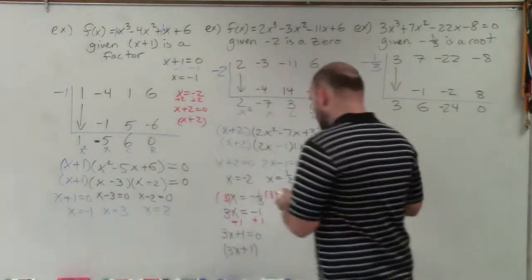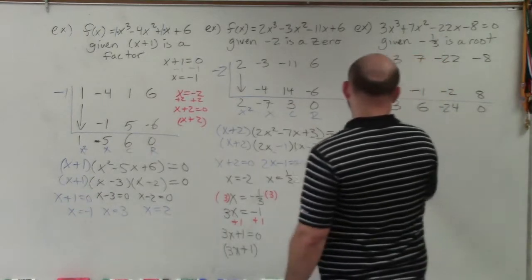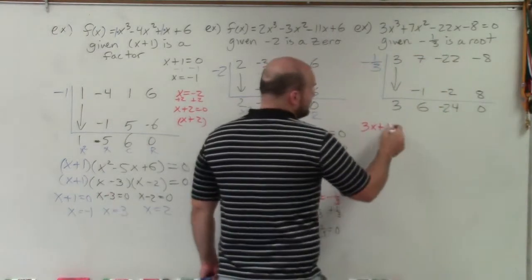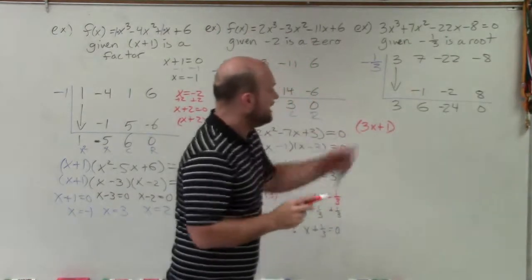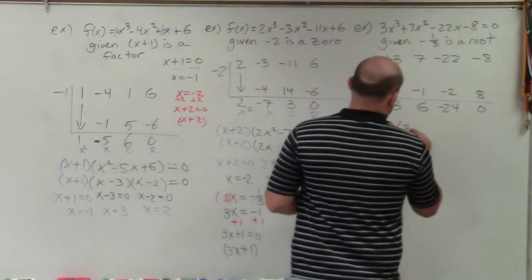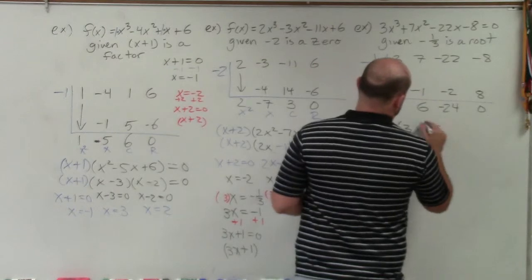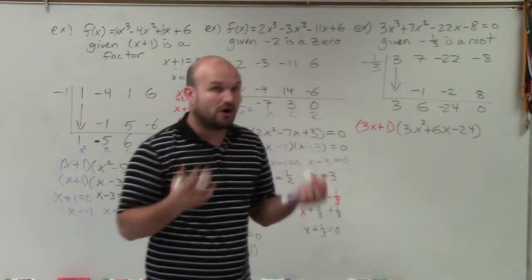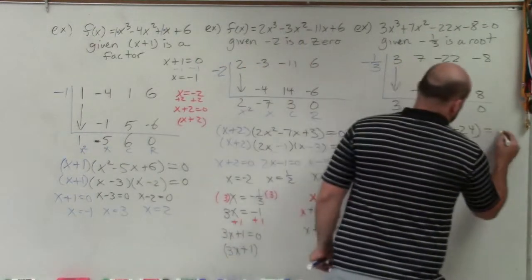So basically, we have one factor, 3x plus 1. We weren't given the factor. We were given the root, but we converted it to a factor. And then we're given 3x squared plus 6x minus 24. And again, we want to solve for all of the solutions, so we're going to set that equal to 0.